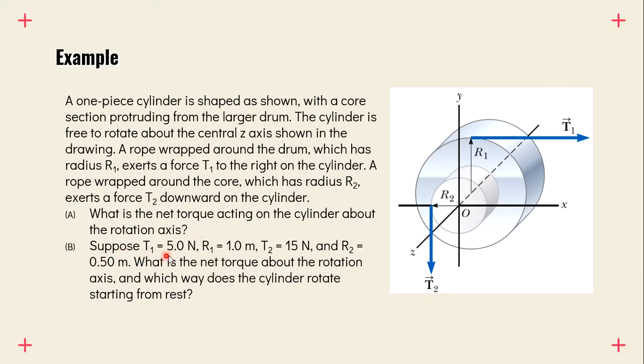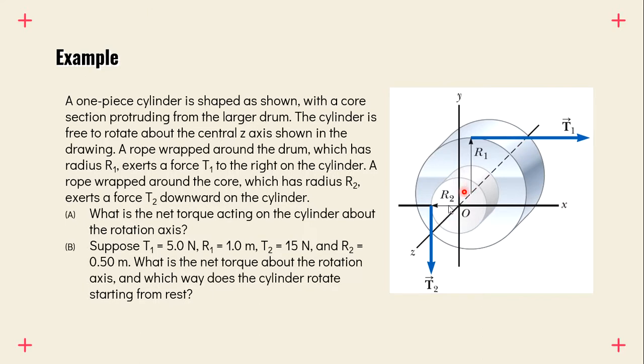And suppose that T1 is equal to 5, R1 is equal to 1, T2 is equal to 15, R2 is 0.5. What is the net torque about the rotation axis, and which way does the cylinder rotate starting from rest? Okay. So let us break down this problem first.